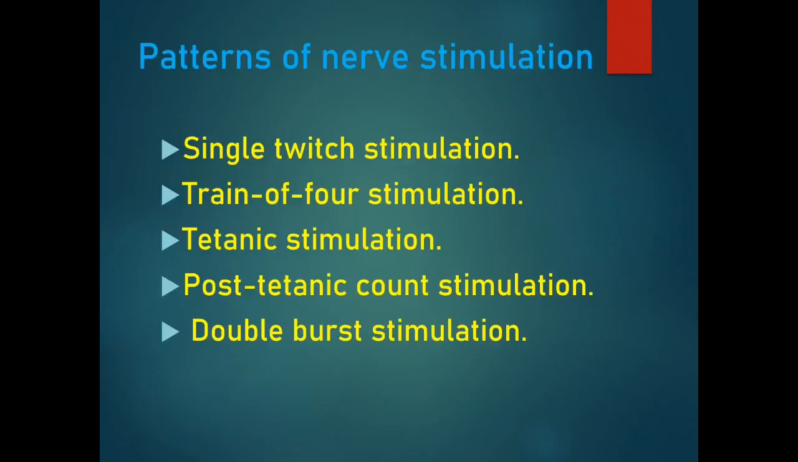Now, the patterns of nerve stimulation that you are going to observe: the commonest is going to be the single twitch stimulation, which forms the basis of your nerve monitor, your neuromuscular monitor. Next is going to be the train of four stimulation, a tetanic stimulation, post-tetanic count stimulation, and double burst stimulation. In what way each differs will be looked into.